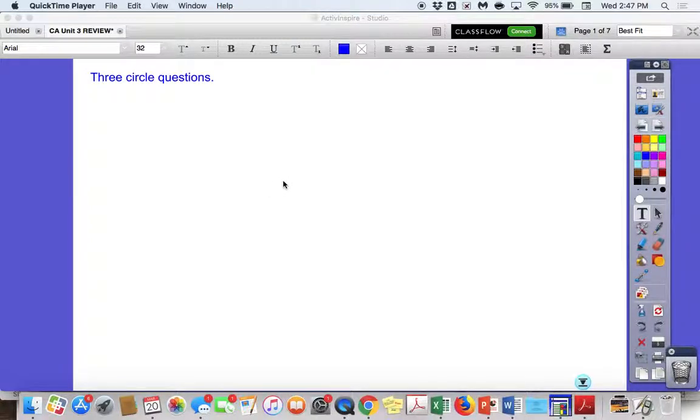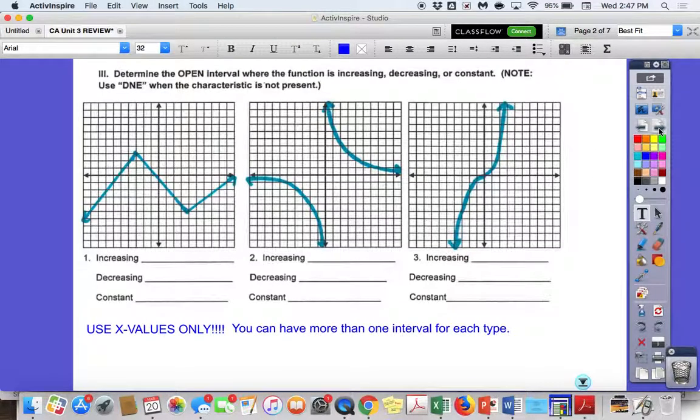I just want to do a quick review for your test because there's a certain way that some of the questions are posed, and I want to make sure that you understand what to do and you're not lost when you get your paper. To start with, you do have 3 circle questions. Your review on WebAssign should be sufficient for those, so there's nothing weird with your circle questions.